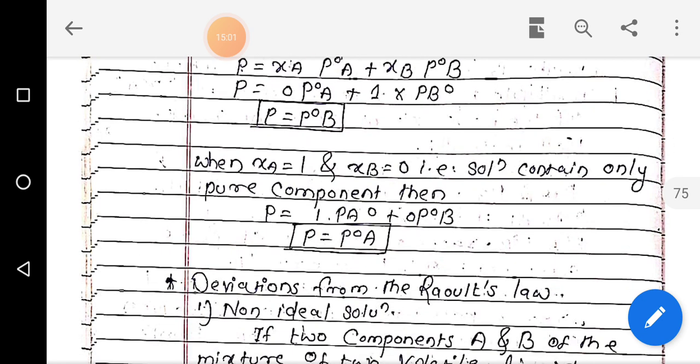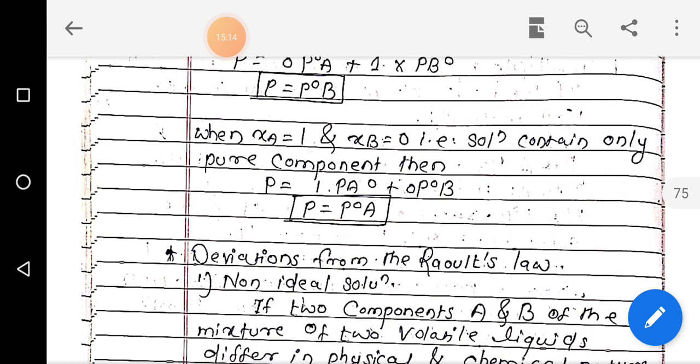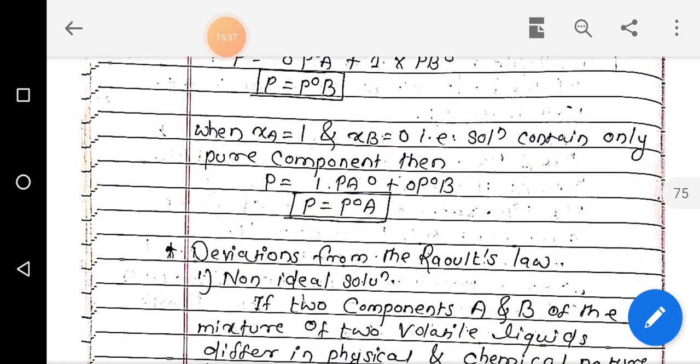When XA is equal to 1, the mole fraction of A is 1 and the mole fraction of B is 0, that is, the solution contains only pure component A. Then the total pressure is equal to the partial vapor pressure of A plus that of B, but the contribution of B is 0, so finally the total pressure is equal to the vapor pressure of pure A. So this can be easily derived.